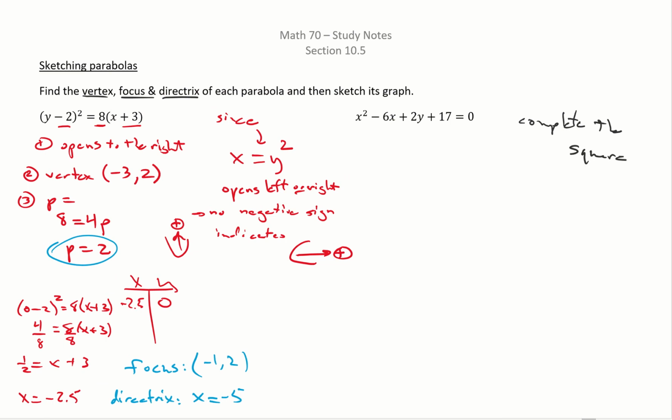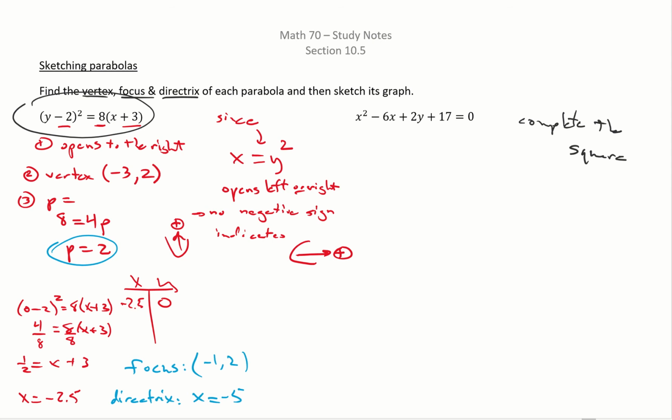Okay, in order to find things, I think you don't have to do it that way, but it's a good idea to do so. So it shows you a lot of information. We need to get it in this form also so that we can find p and all that stuff.